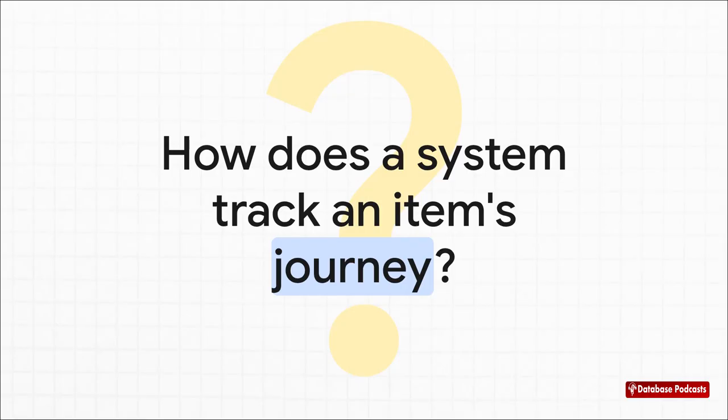Let's put it another way. How does the database actually know the difference between an order that's just been placed versus one that's been paid for, or one that's already on a truck out for delivery? It needs some kind of map, right? A map of that item's entire life.